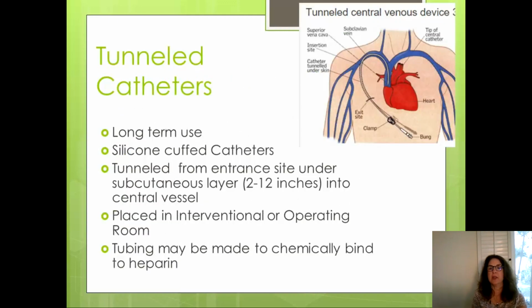Then there are tunneled catheters, which could be the same kind of catheter. Tunneled is referring to how it's going in. You can see in the picture here where the exit site is not necessarily where the vessel's at. Normally it would go right here, right into the vessel, but instead they came further out, so it's tunneled under the tissue, then into the vessel. This is meant for more long-term use when you're worried about infections because it's going to be there longer. It's a silicone catheter, tunneled from the insertion site under the subcutaneous layer, about 2 to 12 inches away, but gets into the central vessel.